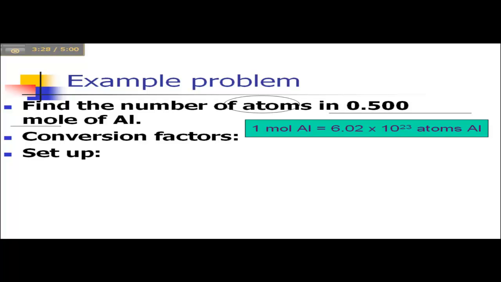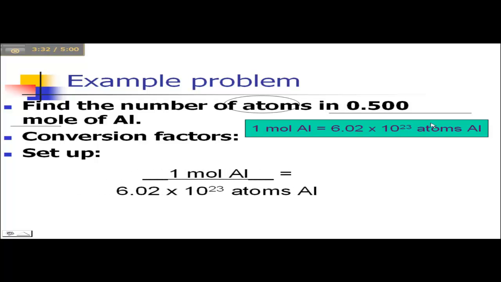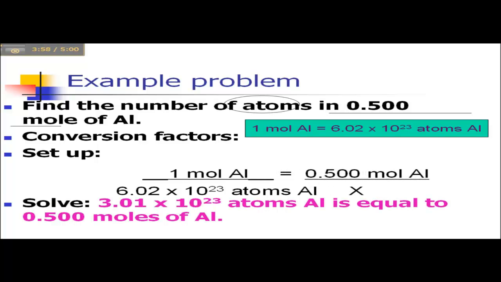All right, so as a proportion, if we take our conversion factor and set it up as a fraction, notice we have 1 mole on top, we have our atoms on the bottom. So when we put our given here, our 0.5 moles, we need to make sure we put that number on the top. So 1 mole of aluminum is to 6.02 times 10 to the 23rd atoms, as 0.5 moles of aluminum is to x. Okay, so we're going to be solving for x here.